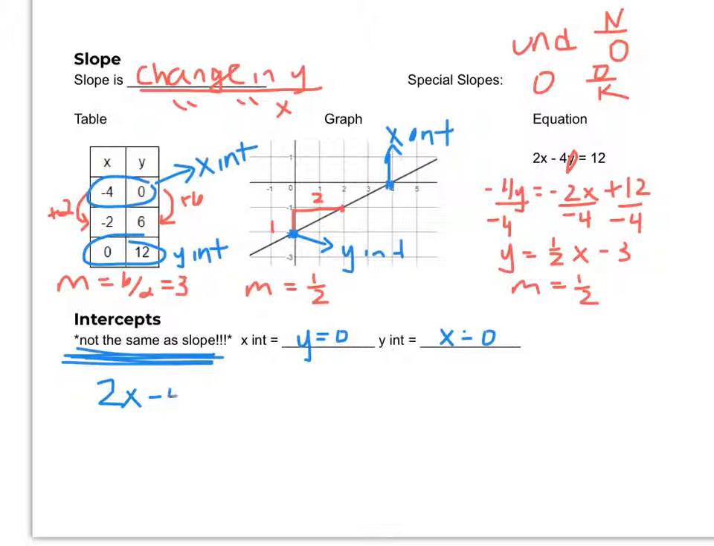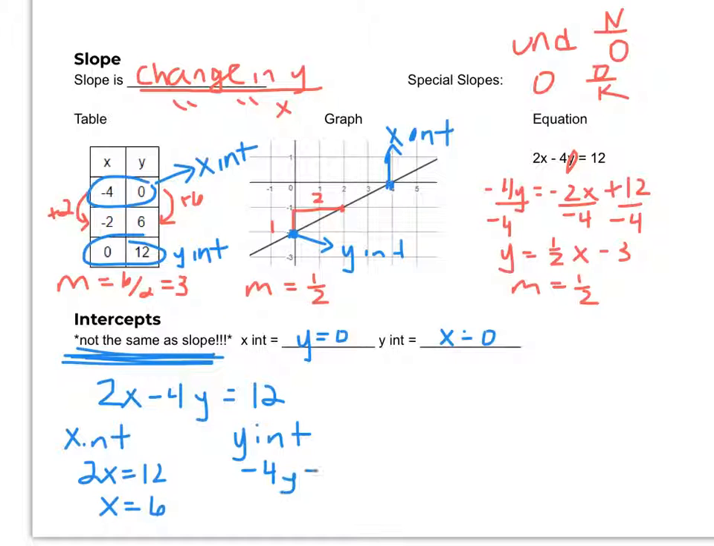So 2x minus 4y equals 12. If I wanted the x-intercept, that meant y was 0. So I solved the equation 2x equals 12. So x equals 6. So 6, 0 would be my x-intercept. Y-intercept means x is 0. So negative 4y equals 12. So y equals negative 3, which means the y-intercept would be the point 0, negative 3.